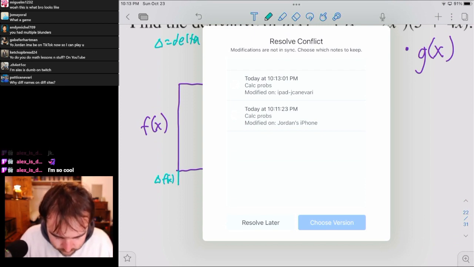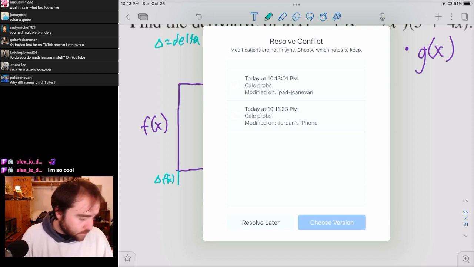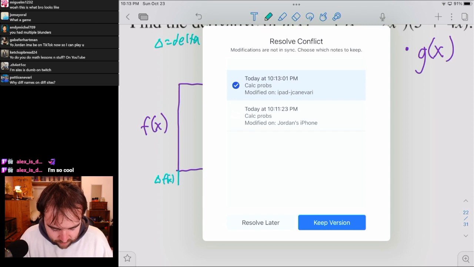Whoa. This one. Shouldn't have had anything modified on my iPhone. What?